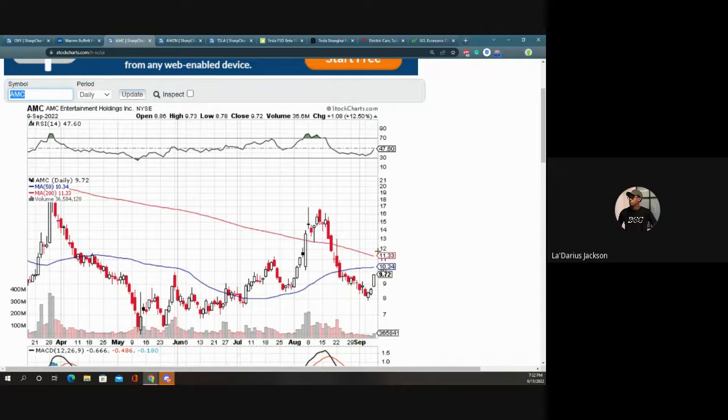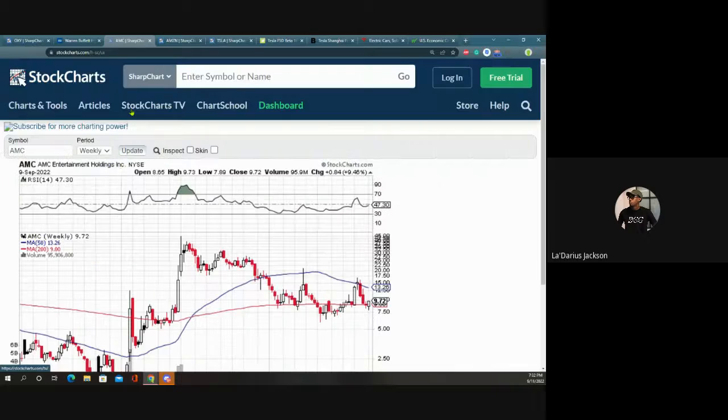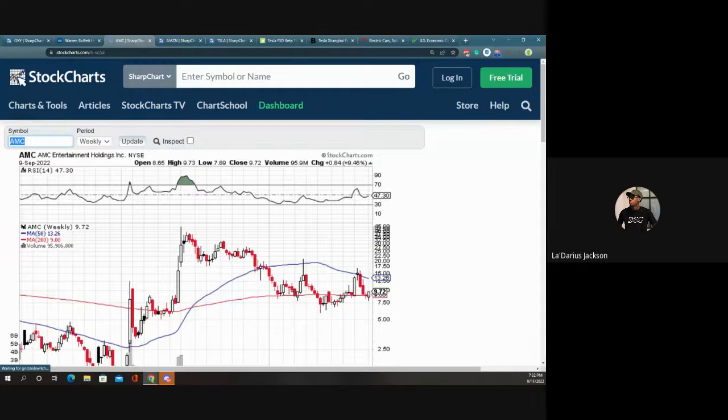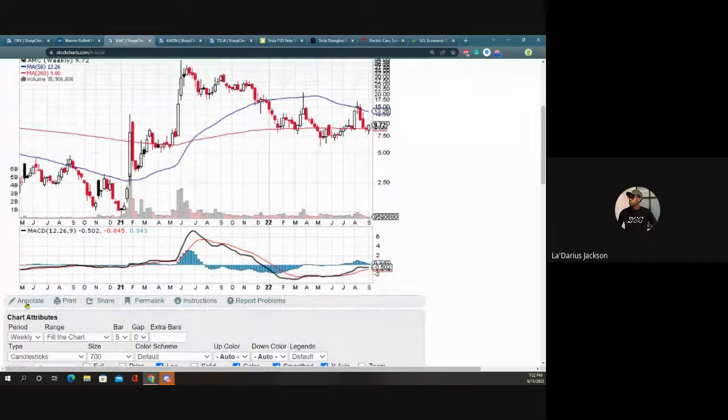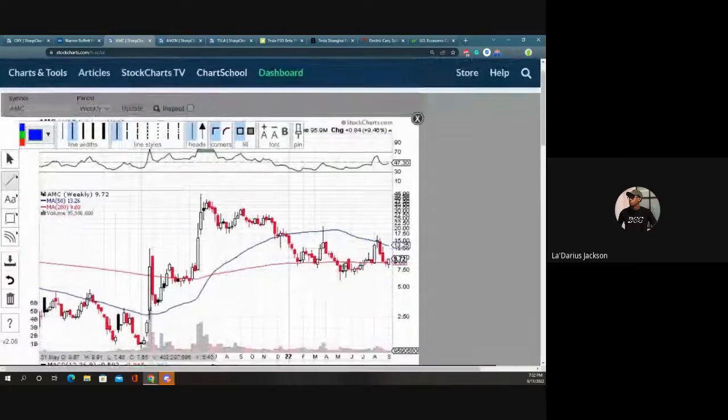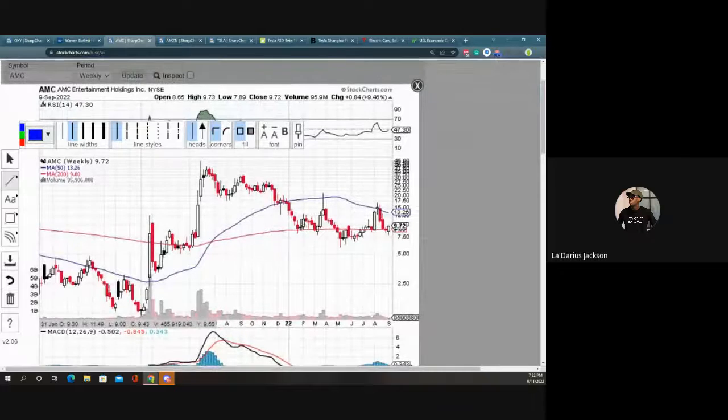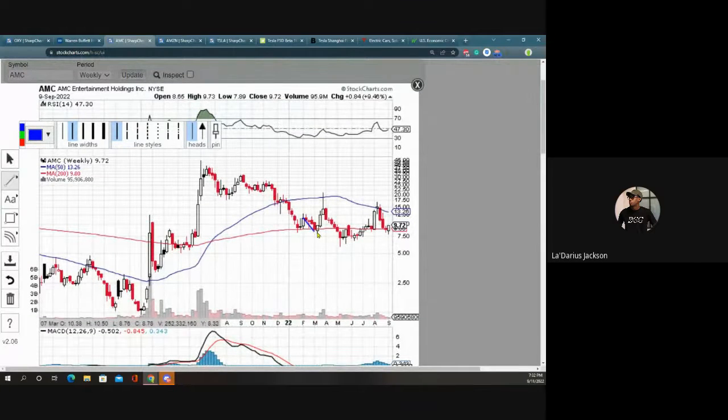AMC inverted head and shoulders looks like a good entry. Yeah, so you can play the inverted head and shoulders as well, if you wanted to. It depends on how long you want to get into the trade. So right here, I can draw it out. All right, so we have a shoulder right here. And we can draw a shoulder right here. Just gonna keep this simple.